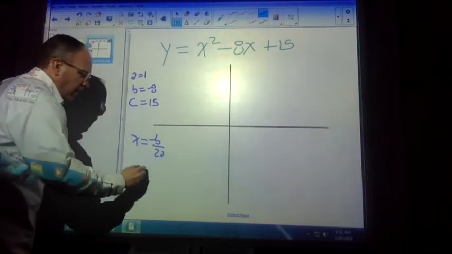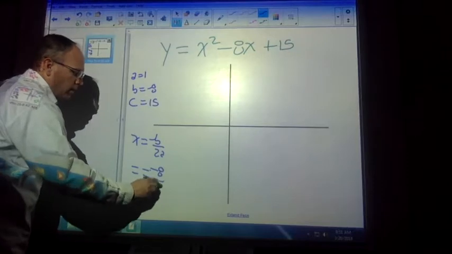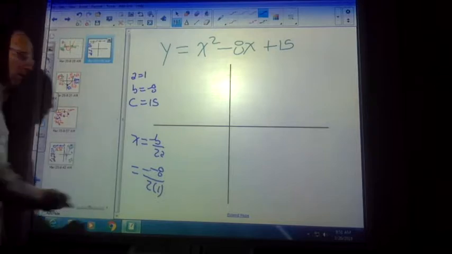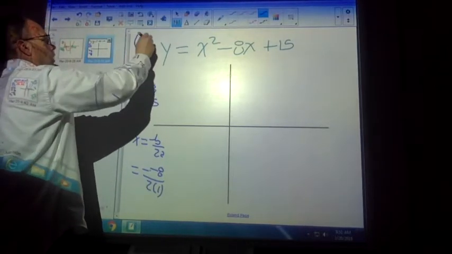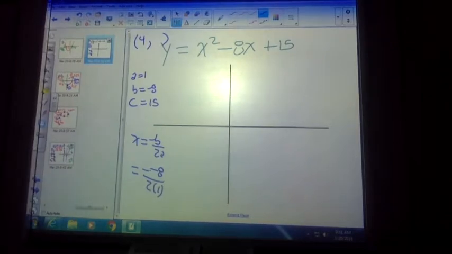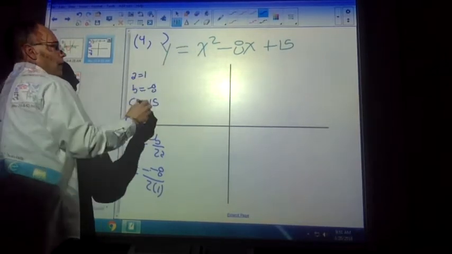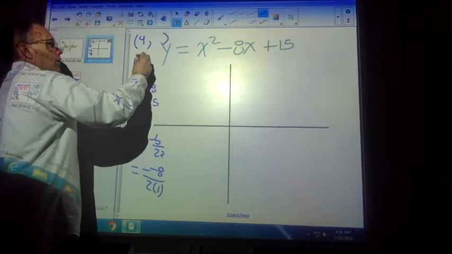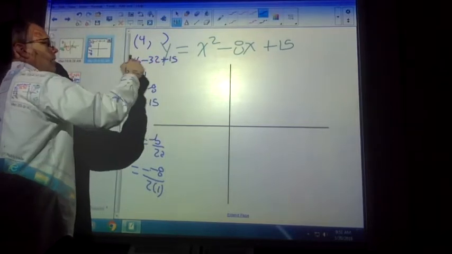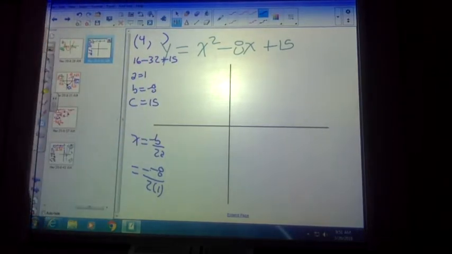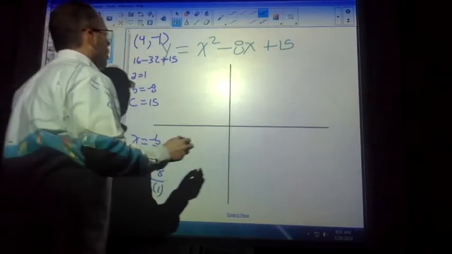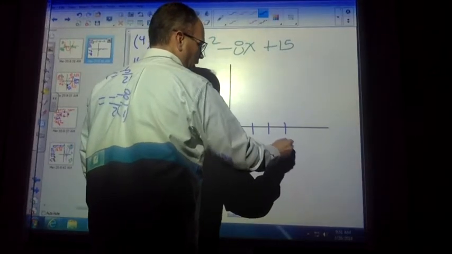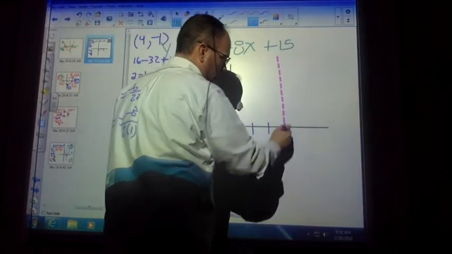So I get negative 8 over 2 times 1. What's negative 8? Positive 8. What's 8 over 2 times 1? 4. So I'm going to get a vertex at 4, comma, we have to plug it back in and figure it out. So this is going to be my vertex. Ready? 4 squared is what? 16 minus 8 times 4, 32, plus 15. Well, if I add 16 and 15 together, I get 31, and negative 32 gives negative 1. So 4, 1, 2, 3, 4, negative 1. Vertex. Axis of symmetry. Yes?